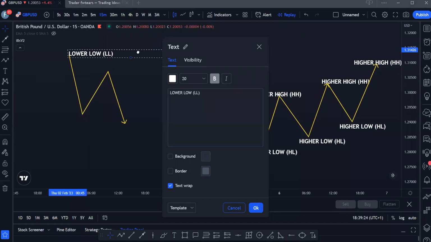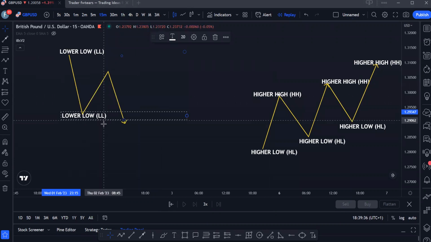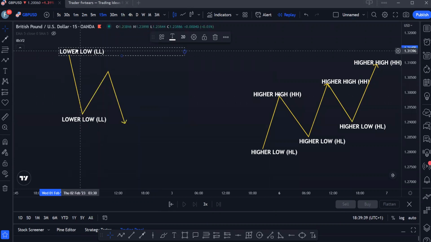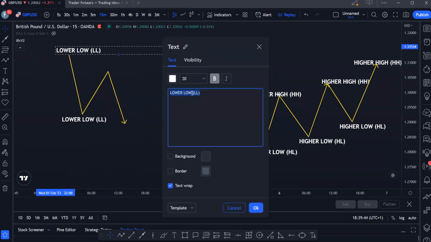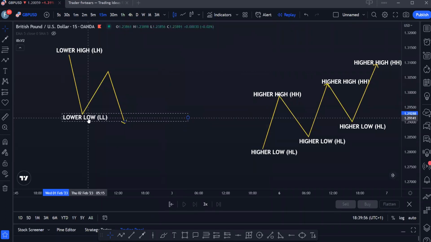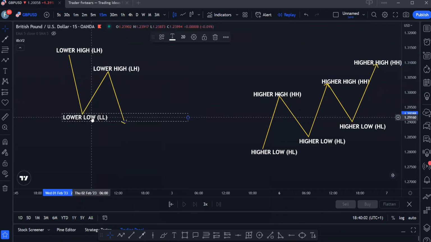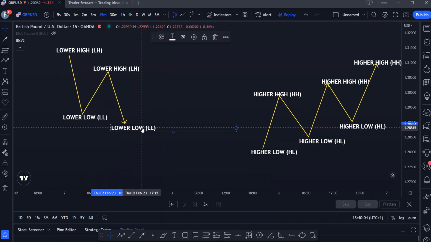All right. And then this next one over here. Oh, I'm so sorry. The first part of a downtrend is called the lower high. It's called a lower high, LH. And then over here, we have a lower low. We have a lower high, and then we have a lower low, like so.